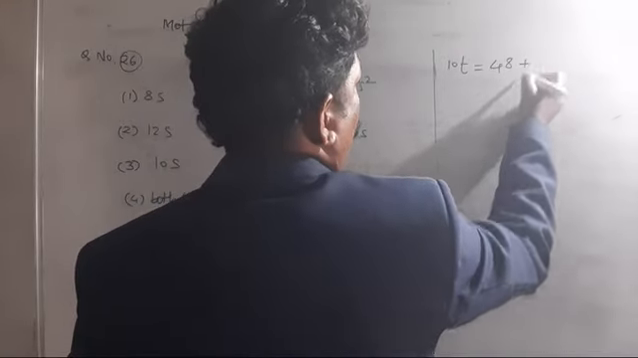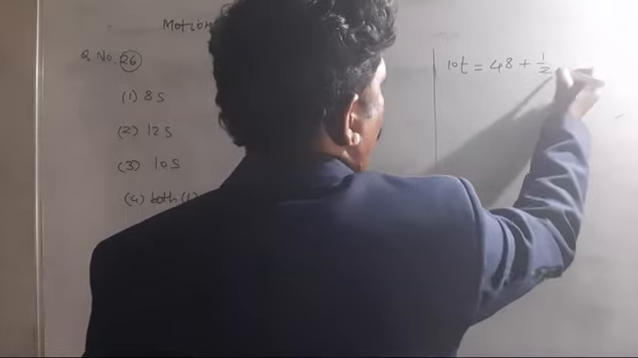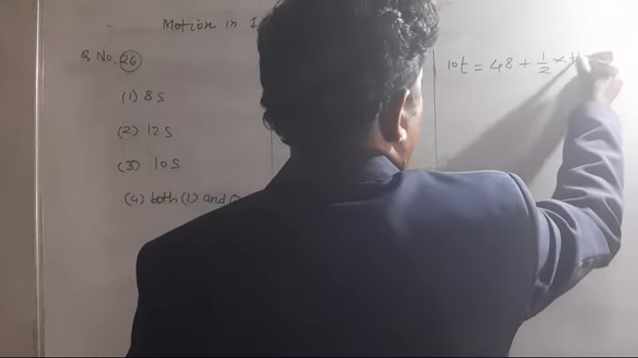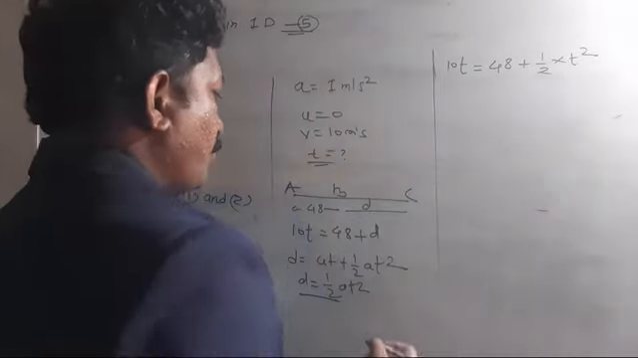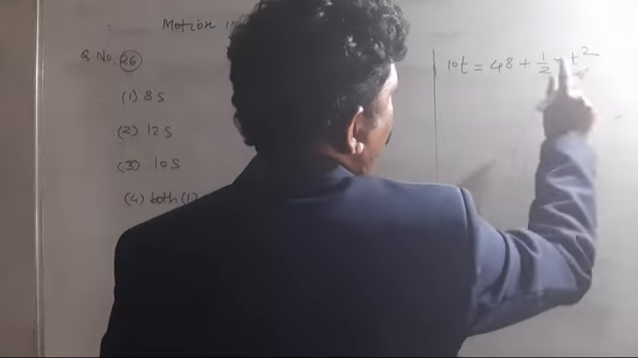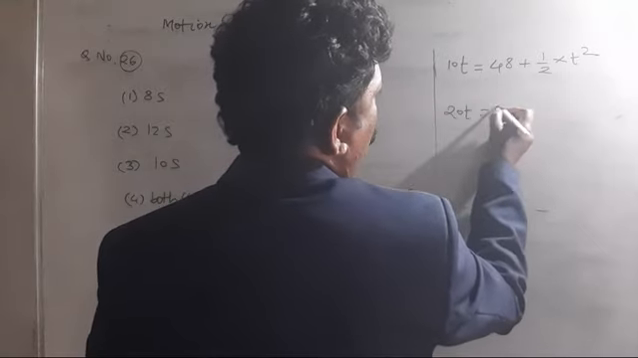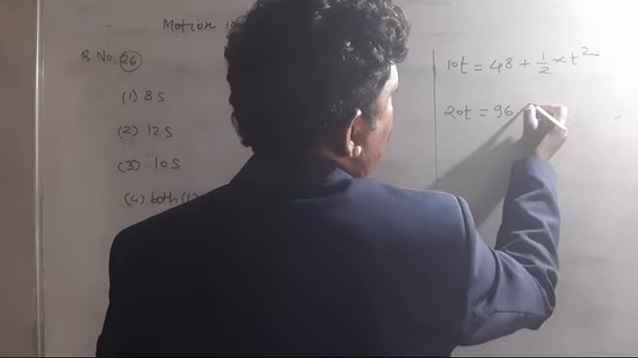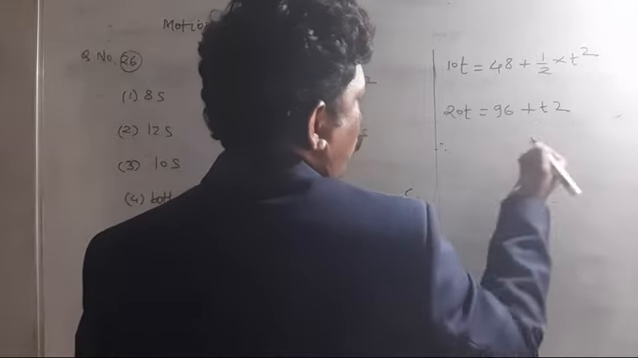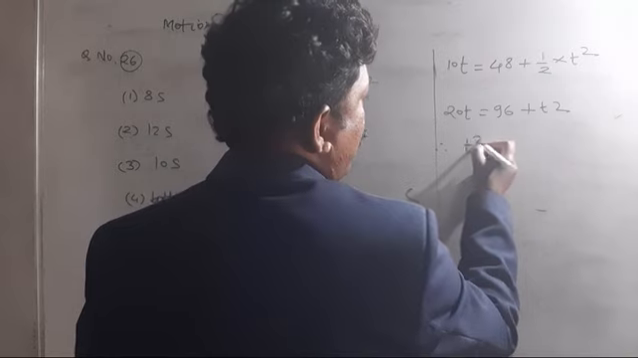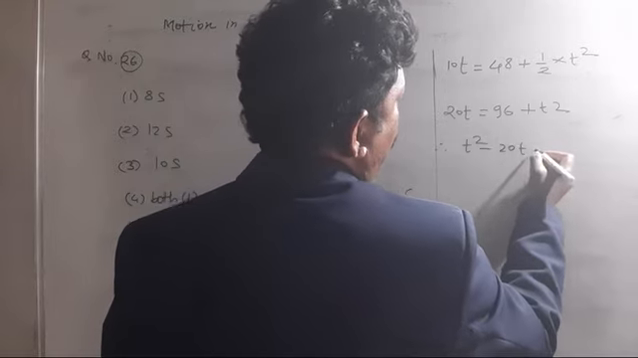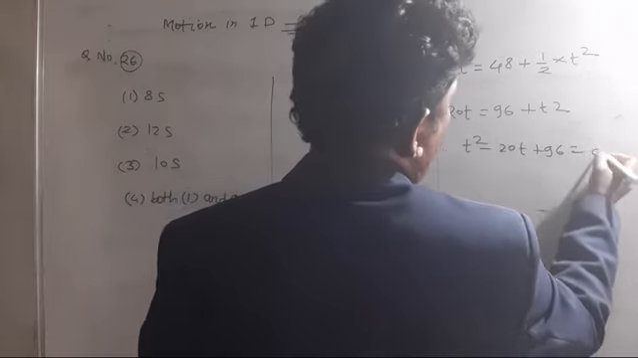10 t is equal to 48 plus value of d, which is nothing but half a t square. Value of a is nothing but what student? Acceleration is 1, into t square, that is half t square, right. Student, removing this 2, multiply 2 in the above equation, that is 20t is equal to 96 plus t square, right. Therefore we will get the quadratic equation, that is t square minus 20t plus 96 is equal to 0.